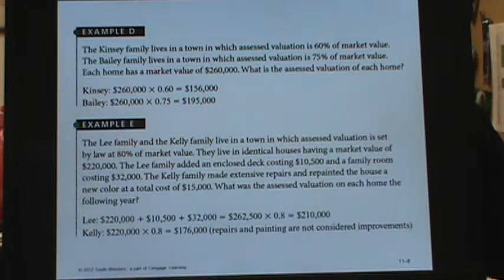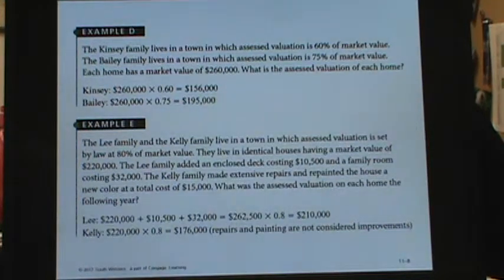In example E, the Lee family and the Kelly family live in a town in which the assessed valuation is by law set at 80% of market value. They live in identical houses and have a market value of $220,000. The Lee family added an enclosed deck costing $10,500 and a family room costing $32,000. The Kelly family made extensive repairs and repainted the house a new color at a total cost of $15,000. What was the assessed valuation on each home the following year?